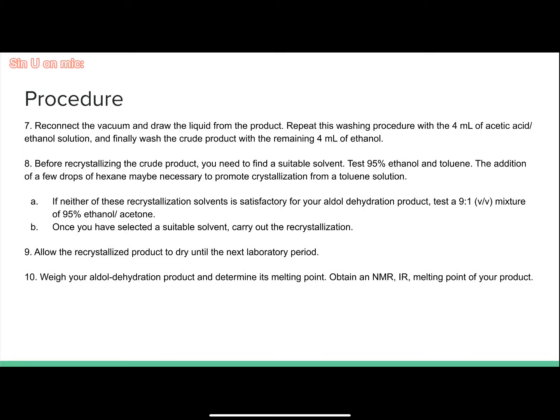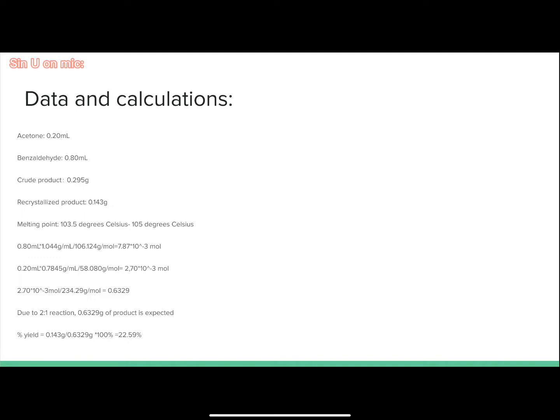Weigh your aldol dehydration product and determine its melting point. Obtain an NMR and IR of your product. For data and calculations, the acetone we used is 0.2 ml, benzaldehyde is 0.8 ml, and the crude product is 0.295 grams. And the recrystallized product is 0.143 grams. The melting point is 103.5 degrees Celsius to 105 degrees Celsius.